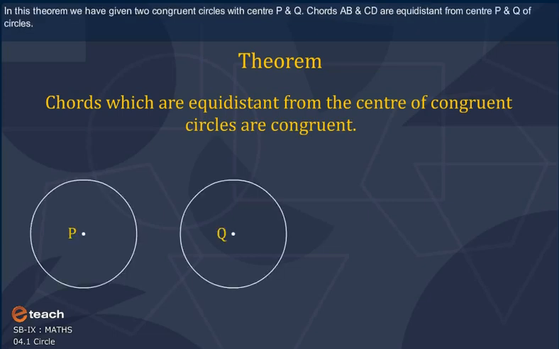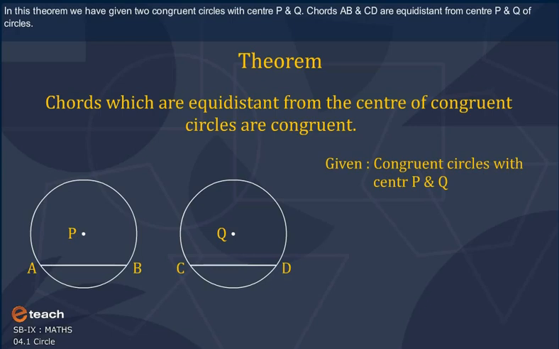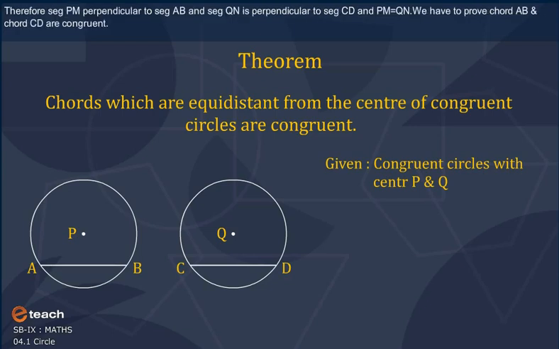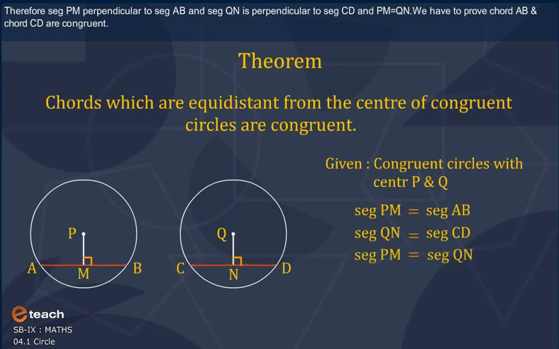Theorem. Chords which are equidistant from the center of congruent circles are congruent. In this theorem, we are given two congruent circles with centers P and Q. Chords AB and CD are equidistant from centers P and Q of the circles. Therefore, segment PM is perpendicular to segment AB and segment QN is perpendicular to segment CD, and PM is equal to QN. We have to prove chord AB and chord CD are congruent.